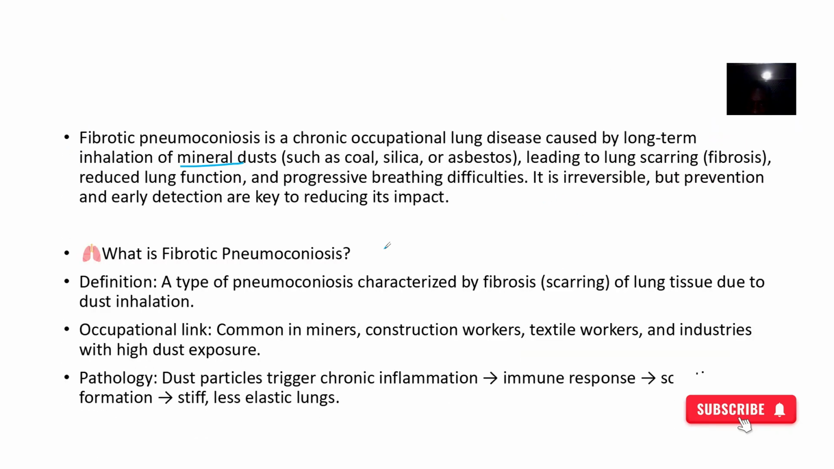So what is fibrotic pneumoconiosis? It's a type of pneumoconiosis characterized by fibrosis, which is scarring of the lung tissue due to dust inhalation. The dust could be coal, silica, or asbestos. The occupational link is common in miners, construction workers, textile workers, and industries with high dust exposure. The pathology is that dust triggers chronic inflammation, immune response, scar tissue formation, and stiff, less elastic lungs.